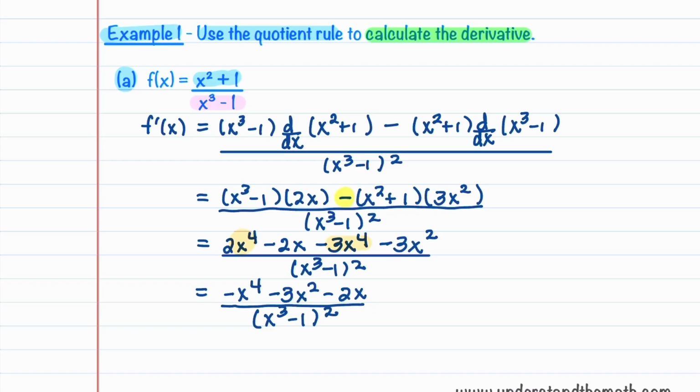Notice that in the numerator, I wrote the terms in descending order. You just put the highest power first, and then the next highest power until you have all the terms written. It just makes your answer look a lot nicer if you do that. And here is our final answer.